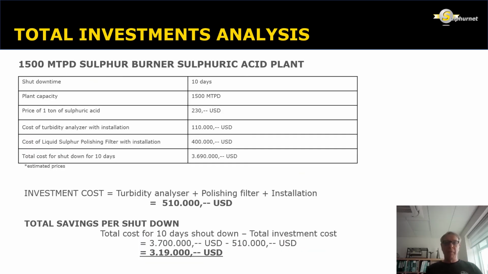If you look at the total investment cost of a turbidity analyzer or a liquid sulfur polishing filter, the investment cost of these types of equipment is about $500,000 including the installation. If you look at the shutdown cost of a plant, which is about $3.7 million, you can see that there is a saving for each shutdown of more than $3 million.